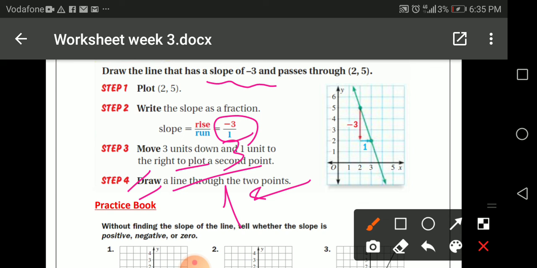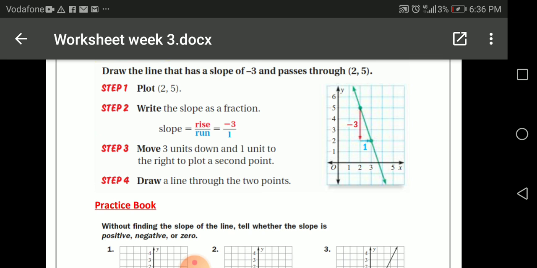Then I have negative 3. I move from my point negative 3 down, because it's negative. So 1, 2, then 3. And then go to the right 1. Okay, so this is my new point. Now I draw a line connecting the 2 points together, and very easy one. I hope you understood the lesson.